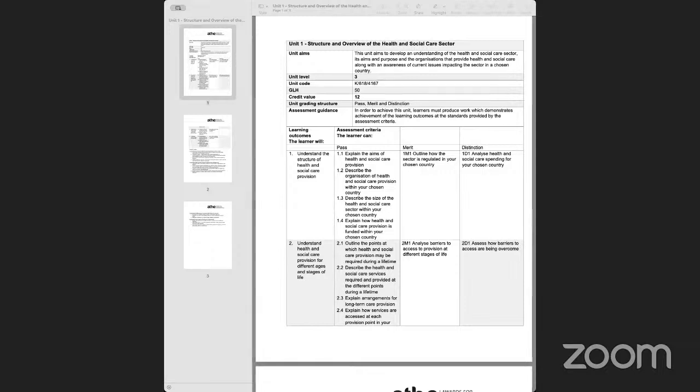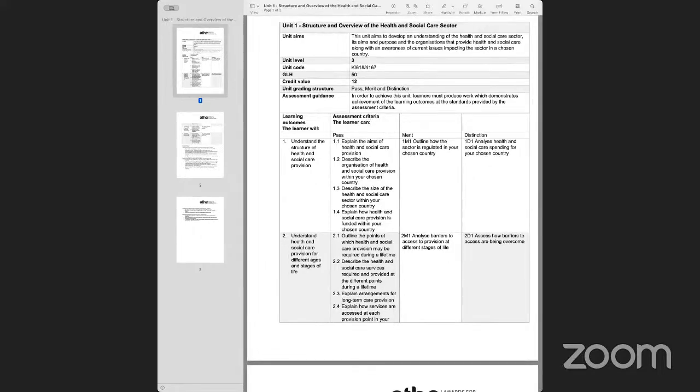We're going to be looking at starting learning outcome 2 today for the unit that we are studying, which is structure and overview of health and social care sector. Now, what you see on your screen is the unit specification, and as always, what I would like to do is give you a bit of a brief overview of what learning outcome 2 actually consists of. And then what we will do is get into the detailing of it to cover some of the assessment criteria.